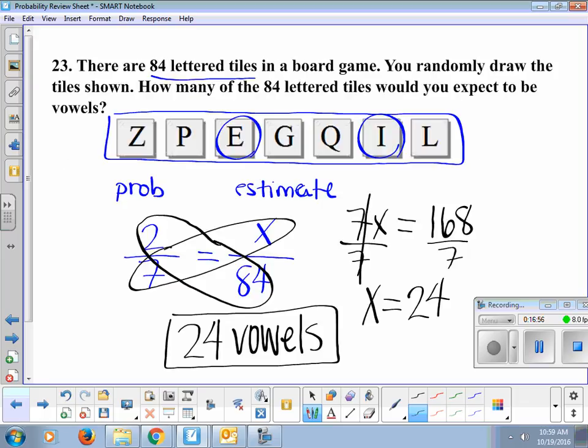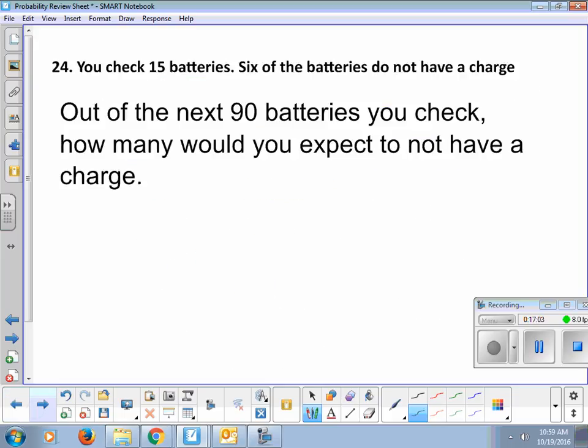Why do you have to divide by 7? To get x by itself, because we have 7 times x. If you do the opposite, divide by 7 to get x by itself.